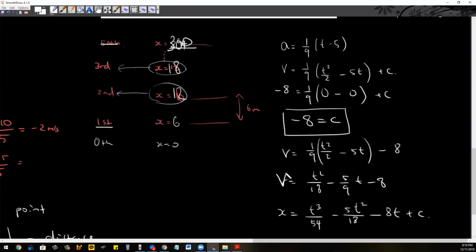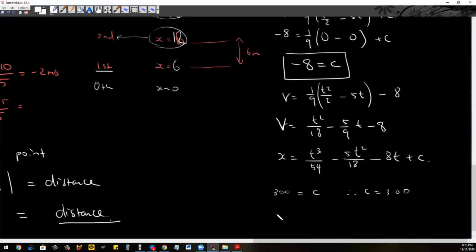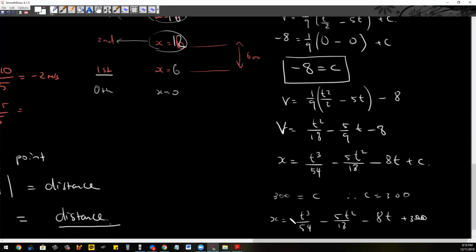So time is 0, then x is equal to 300. So therefore c is equal to 300. Then your x is equal to t cubed on 54 minus 5 on 18 t squared minus 8t plus 300. And once you have that, we just have to find the time when this thing stops. So this is velocity, right? Let this equal 0.